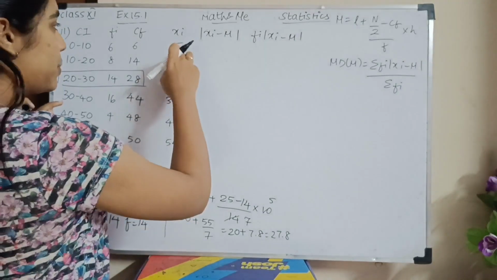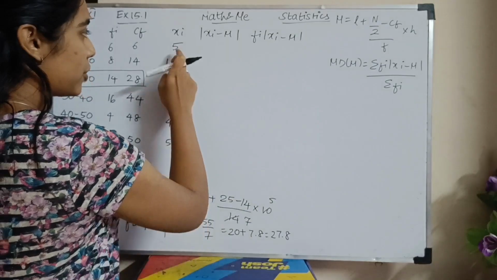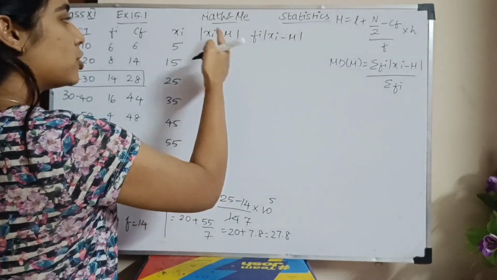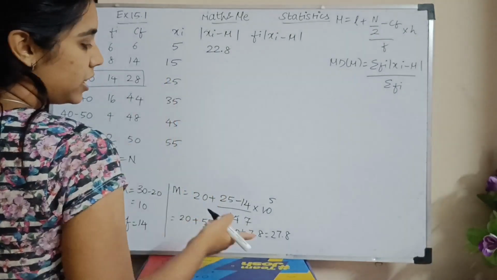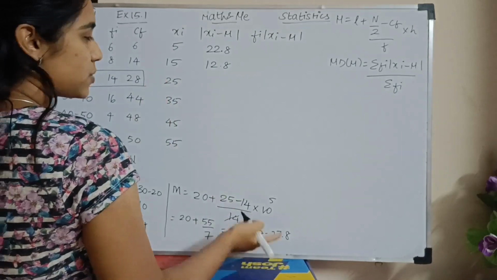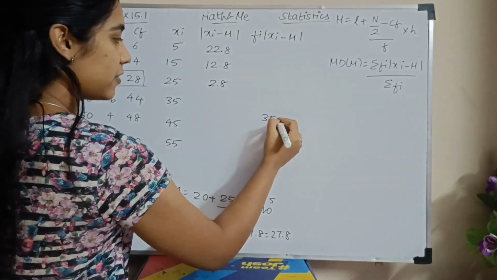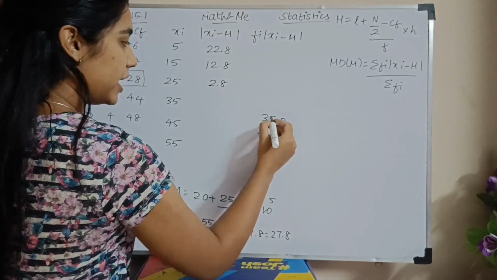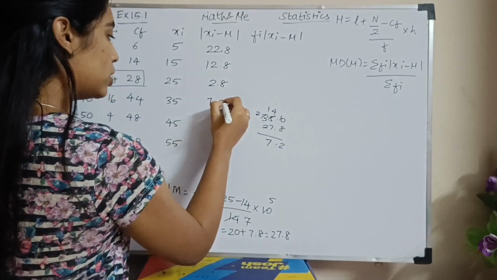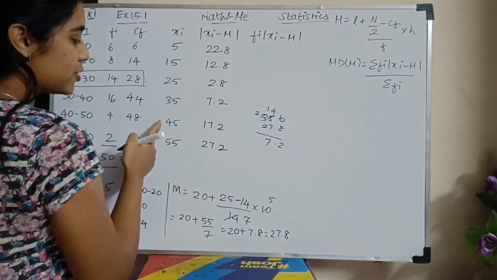Nothing else. Okay. Now I need to do xi minus m. So 5 minus 27.8. So 27.8 minus 5 is 22.8, with a minus sign, but since it is an absolute value, the minus goes off. 15 minus 27.8 is 12.8. 25 minus 27.8 is 2.8. 35 minus 27.8 is 7.2. This is 7.2, now this will be 17.2 and this will be 27.2. You see the values are increasing by 10.